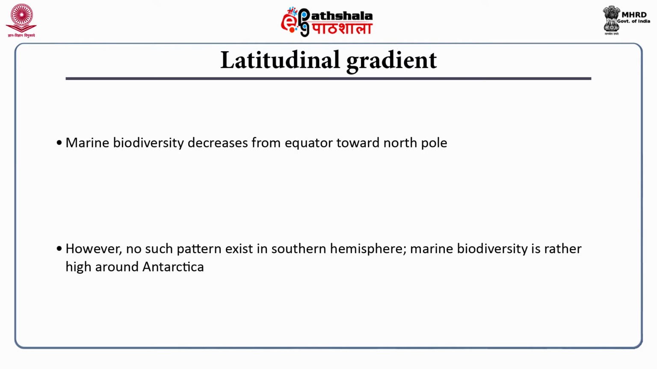So the latitudinal gradient, as I just explained to you, is almost non-existent in the case of marine reef. But in the northern hemisphere, biodiversity gradually decreases from the equator towards the North Pole, but no such pattern exists in the southern hemisphere. Marine biodiversity is rather high around Antarctica. I'm not talking about the Antarctic terrestrial diversity, I'm talking about the marine as well as submarine diversity of the Southern Ocean or the Antarctic Ocean, which is quite high and comparable with that of the tropical oceans.